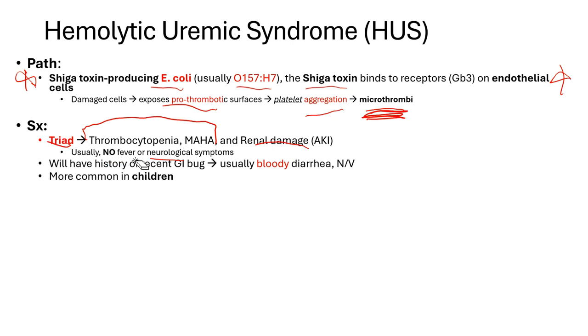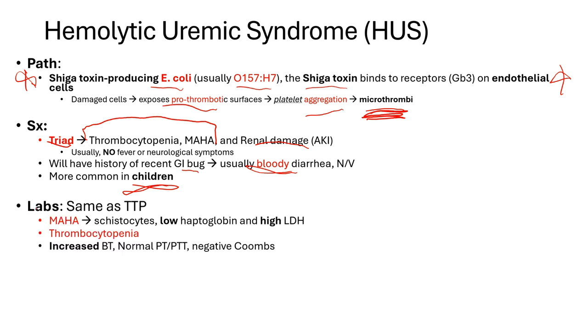These individuals will typically have a history of a recent GI bug. Look for bloody diarrhea. Bloody diarrhea in a person who presents with this triad suggests exposure to E. coli. Remember, although E. coli is the most common cause, it can also be caused by Shigella, and even Streptococcus pneumoniae is a common cause of HUS. And unlike TTP, this disease is more so seen in children. Now, for completeness' sake, I've included the labs here. Just note that these labs are going to be the same as TTP. This is again caused by that microthrombi production.